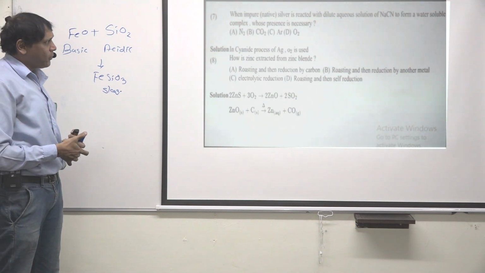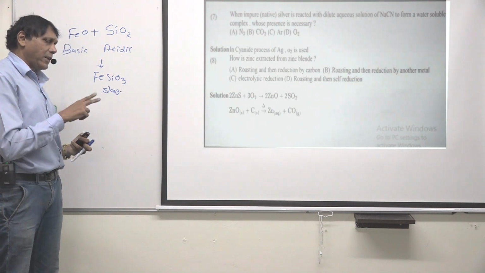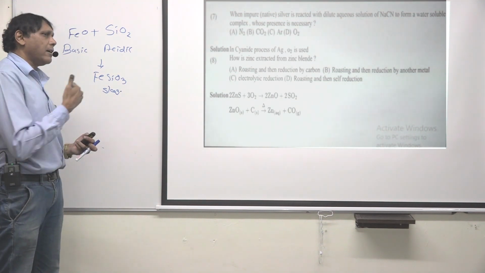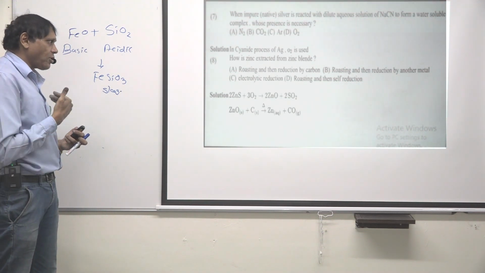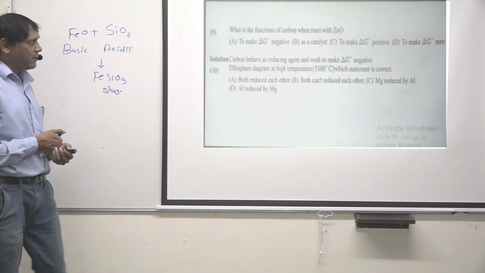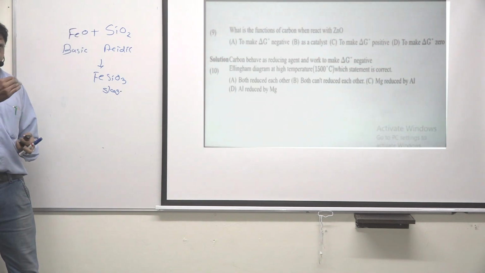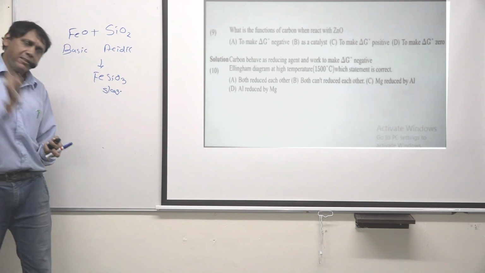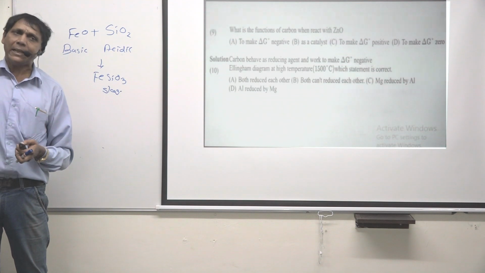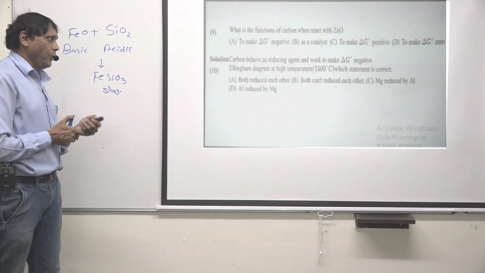How is zinc extracted from zinc blende? There are two steps. First is roasting, where zinc sulfide is converted into zinc oxide, and then the zinc oxide is converted by reduction with carbon. So roasting and then reduction by carbon, answer A is the correct answer. What is the function of carbon when it reacts with zinc oxide? As we discussed, when it reacts with zinc oxide, it behaves like a reducing agent. As a reducing agent, it makes the delta G value more negative.